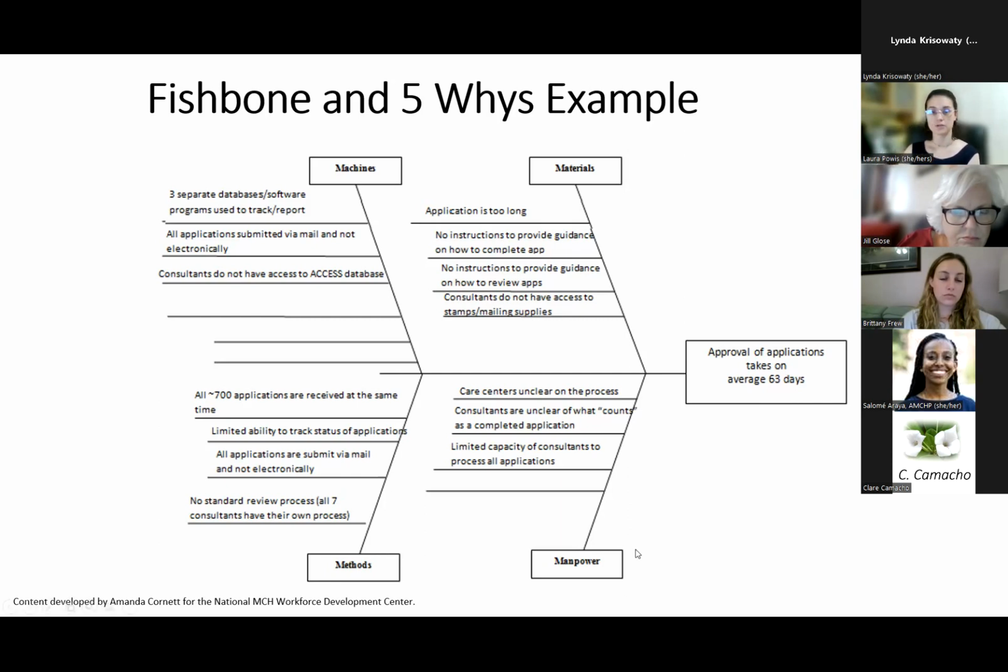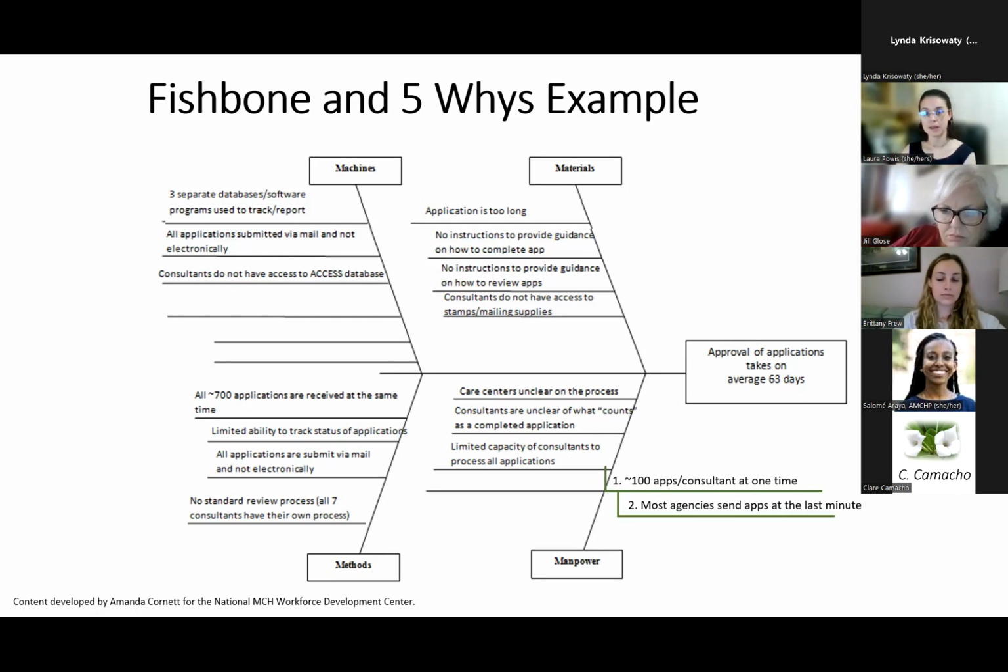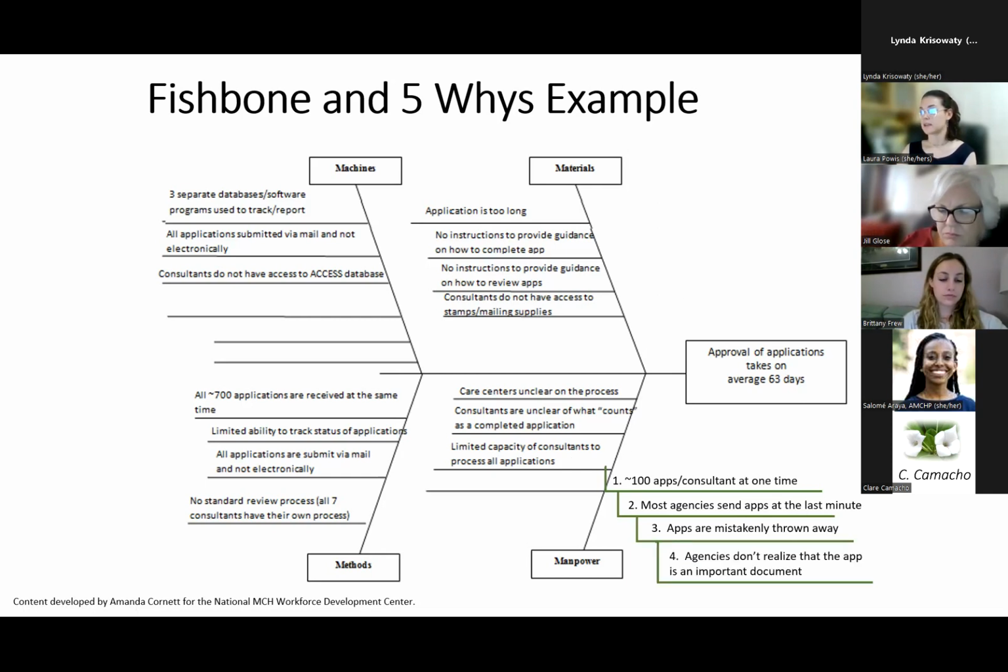Why is that? So let's do our 5 whys. Why is there limited time? It might be because there's about 100 applications for one consultant at a given time. Well, why is that? Because most agencies send their applications at the last minute. And why do they do that? Because the applications are mistakenly thrown away. And why is that? Because the agencies don't realize that the application is an important document. And why is that? Because there's no indication of important marked on the envelope.